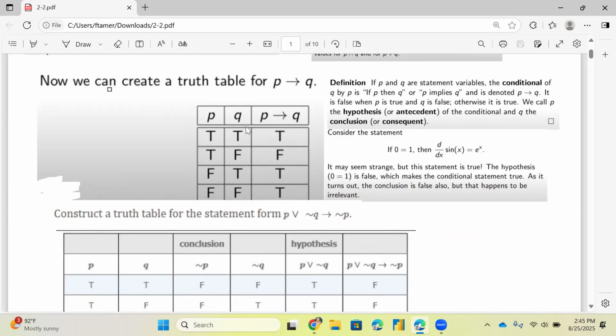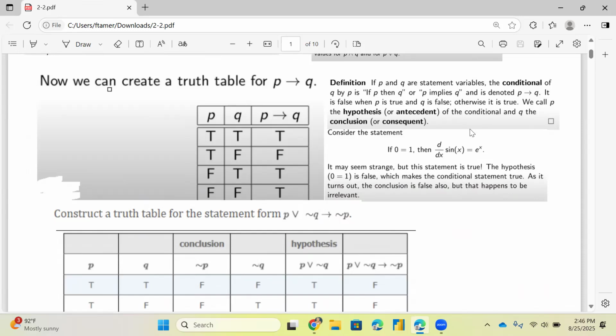So if the hypothesis is true and the conclusion is true, then P then Q will be true. If the hypothesis is false, but the conclusion is true, P then Q will also be true. If the hypothesis is false and the conclusion is false, then P then Q will be true. The only time you're going to get a false result will be when your hypothesis is true, but your conclusion is false. So P is the hypothesis, and Q is the conclusion, or you can use other names for these two variables if you like.